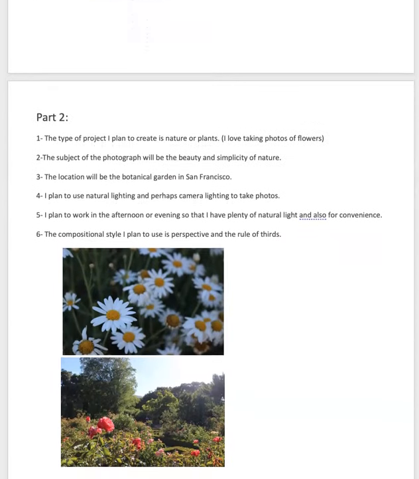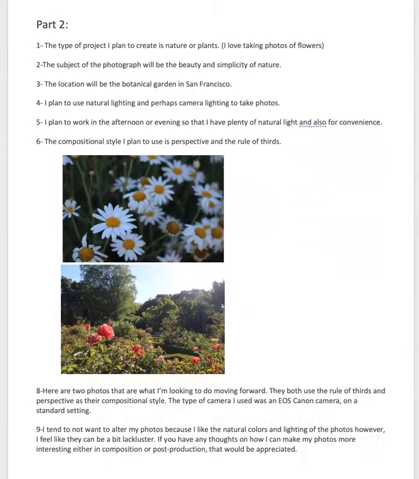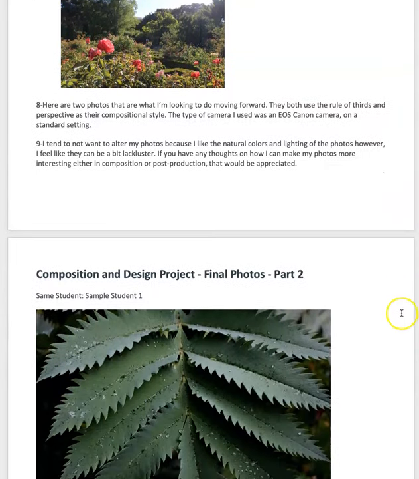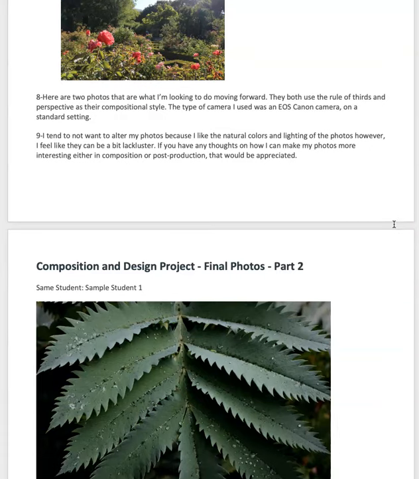And then Part 2 of the first part of this assignment, I probably should have numbered these differently, is when you're going to talk about the plan and what type of project you're going to make, where you're going to make it, the type of lighting, the type of compositional style, and you're going to submit 2 sample photos. And again, these are just following the prompts on the homework assignment page. So there's 9 different prompts. So that is for the overall work that's due in the first module.